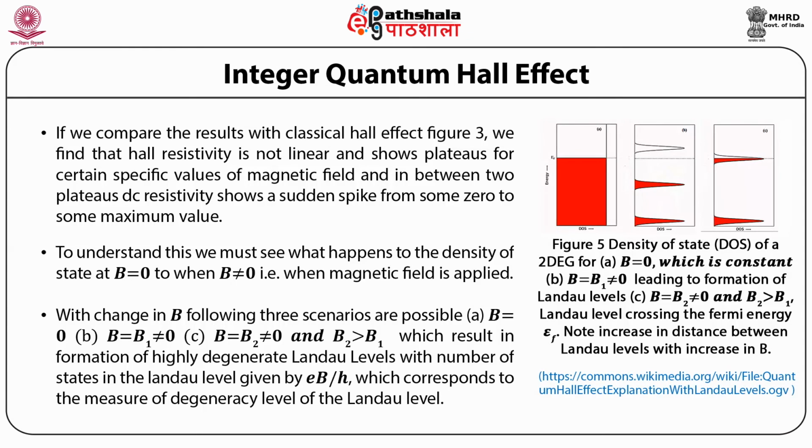Figure 5 shows the density of states, DOS, of a two-dimensional electron gas for (a) B is equal to 0, which is constant, (b) B is equal to B1 not equal to 0, leading to formation of Landau levels, and (c) B is equal to B2 not equal to 0, and B2 greater than B1, with a Landau level crossing the Fermi energy epsilon F. Note the increase in distance between Landau levels with increase in B.